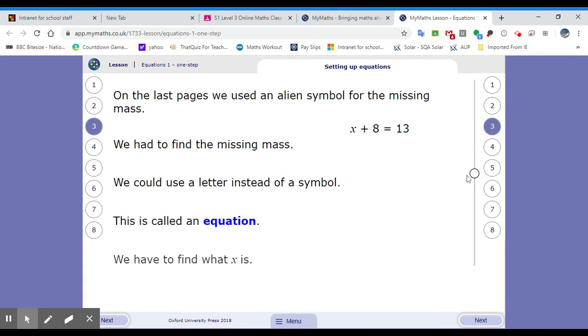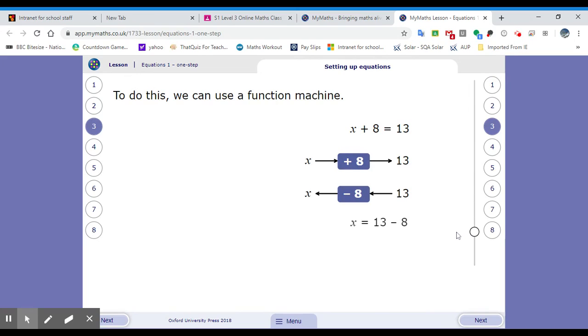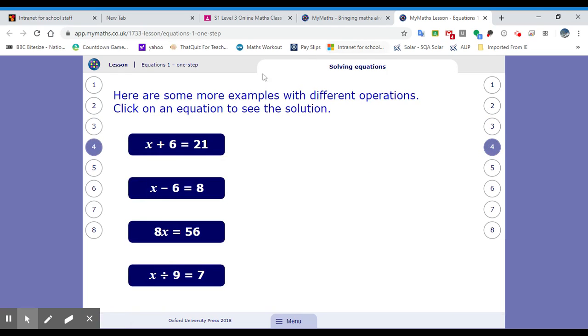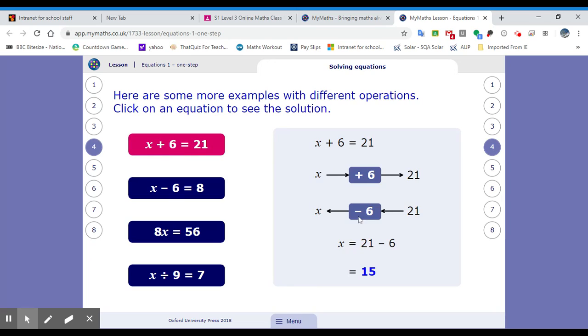Then we can start using algebra. Again, it'll talk you through, so don't just drag it down at the speed I'm doing, it's just to show you how to work it. And then you've got some examples with different operators. Click on an equation to see the solution. So when we click on it, it will show you if it's plus 6.